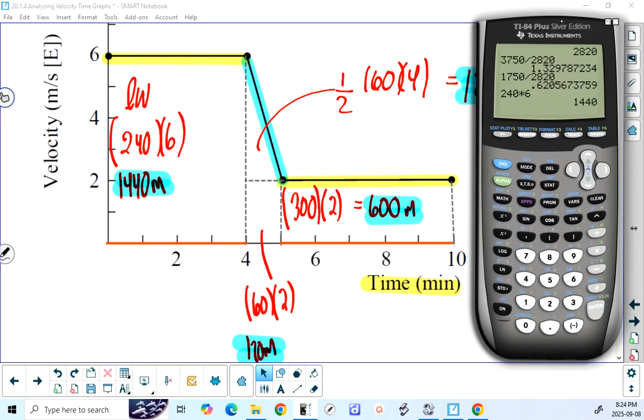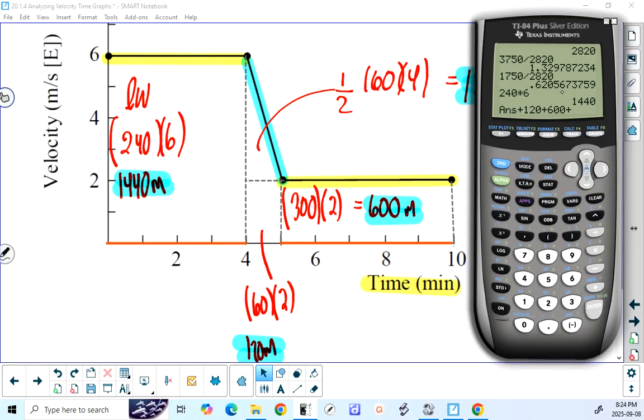The rectangle on the right is a 5-minute length, and that happens to be 60 times 5 is 300 seconds, times the height of 2 meters per second. I'm getting 600, that's okay. And the bottom one is 60 seconds by 2 meters per second, which is 120. So we add all these together. We got 1,440 plus 120 plus 600 plus the 120.